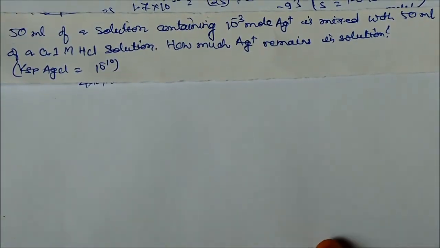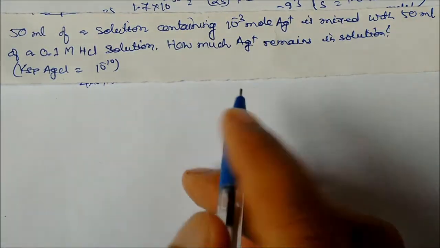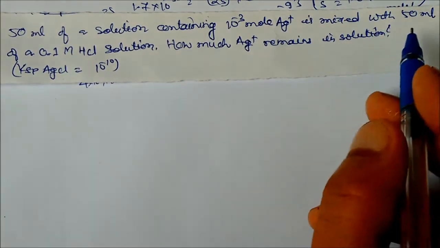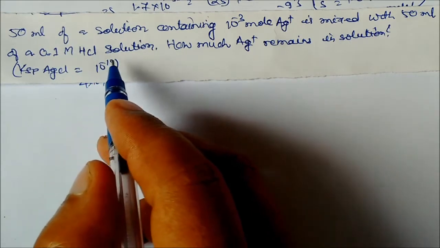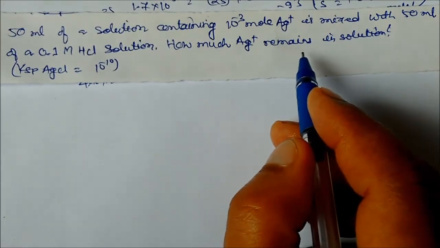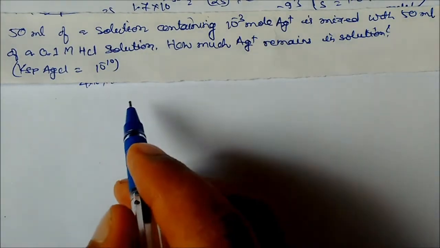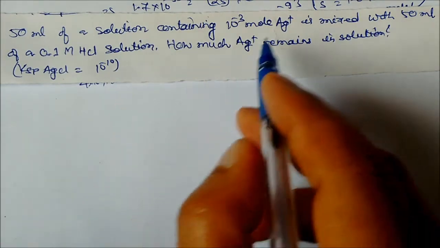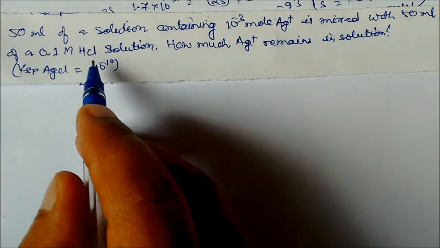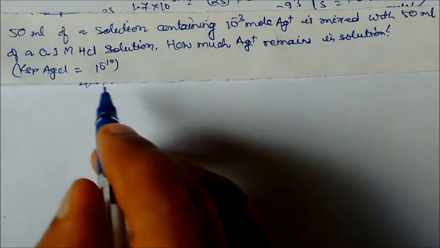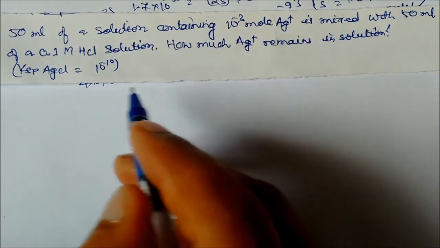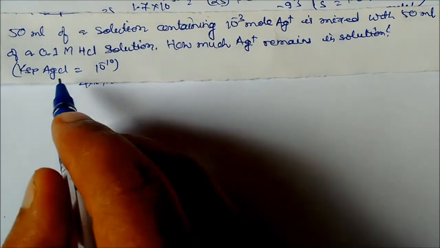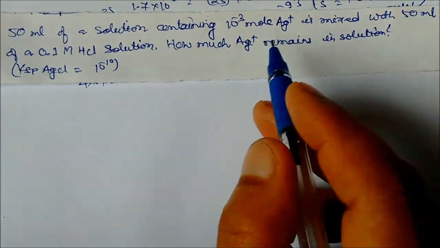Here 50 ml of a solution containing 10 to the power minus 3 moles of Ag+ is mixed with 50 ml of a 0.1 molar HCl solution. How much Ag+ remains in solution? So we have two solutions, HCl and Ag+, mixed together. The Ag+ will react with the Cl-, so it will form AgCl. After the reaction, how much Ag is soluble in the solution?